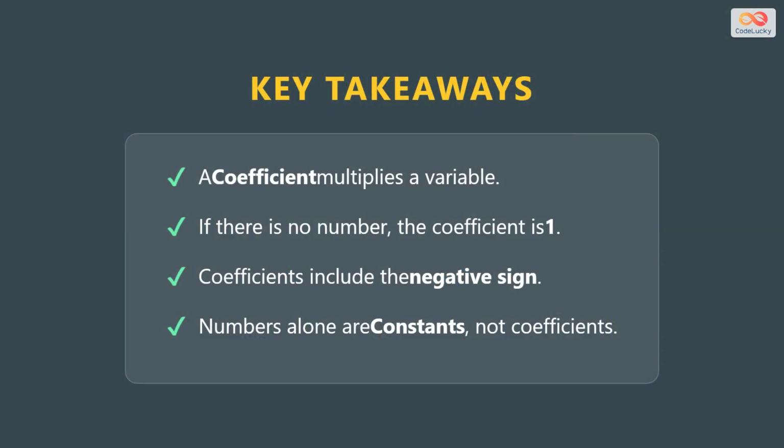Let's summarize what we have learned. A coefficient is the number multiplying a variable. If you don't see a number, the coefficient is 1. Don't forget to include the negative sign if there is one. And finally, a number by itself is a constant, not a coefficient.